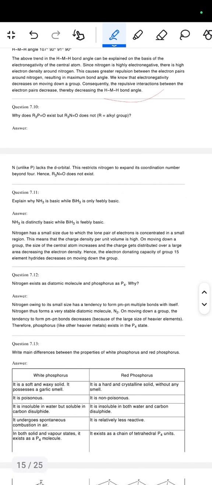Then comes: why does R3P=O exist but R3N=O does not? N, unlike P, lacks d orbitals. This restricts nitrogen from expanding its coordination number beyond 4. Hence R3N=O does not exist.